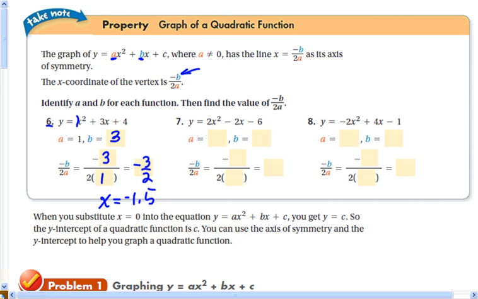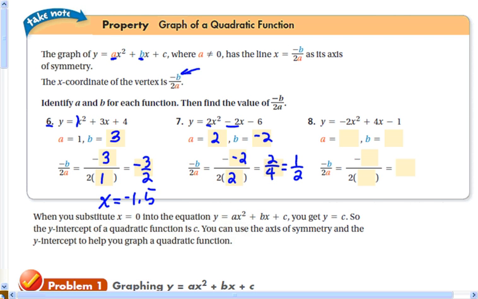All right, in this one, a is equal to 2. You can see that there because it's 2x squared. b is equal to negative 2 because it's plus negative 2x. And so I'm going to take the opposite of b, which is the opposite of negative 2, divided by 2 times a. a is 2. Opposite of negative 2 is 2. 2 times 2 is 4. So the axis of symmetry for that equation is going to be at x equals 1/2.